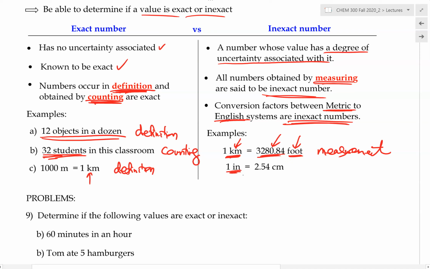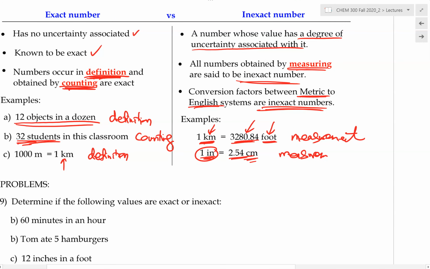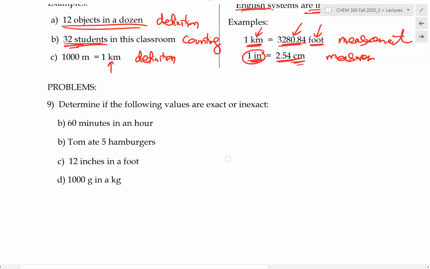And also 1 inch equal to 2.54 centimeters. This is also an example of an inexact value as well. Assuming we have exactly 1 inch, and now let's take our ruler in centimeters and measure to see how much it equals, and now we obtain 2.54. So therefore this is also a measurement value, and that's why it is an inexact number. So please try this example right here.